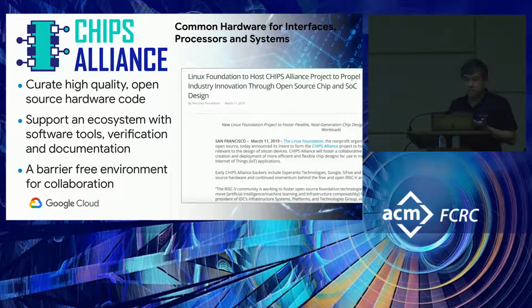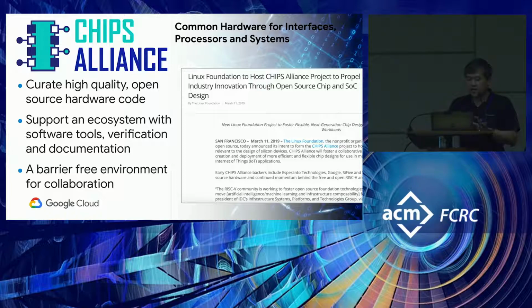And so, given this, a group of companies, a group of individuals, and some organizations got together over a period of time that really came from the RISC-V Alliance. There were a lot of early people in the RISC-V Alliance who said, okay, we have an open ISA. We want to move forward into actual RTL, actual IP that people can reuse and actually implement silicon with. And so we formed this group called the CHIPS Alliance. CHIPS is an acronym for Common Hardware for Interfaces, Processors, and Systems. And it was announced back in March.